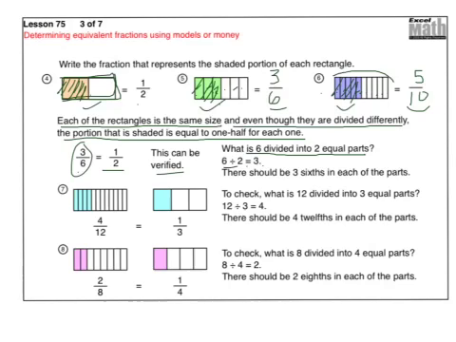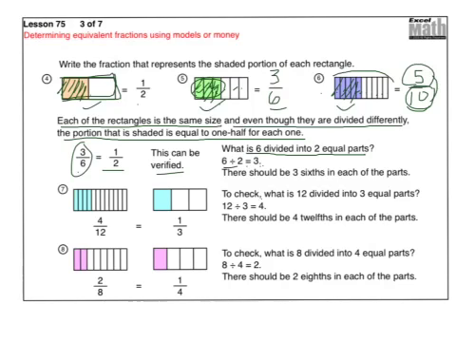And so 3 of the parts, 1, 2, 3, 6 divided into 2 parts, we have 3 here, and out of 6 total. Same thing here. What's 10 divided into 2 equal parts? It would be 5. And so 5 is half of 10.